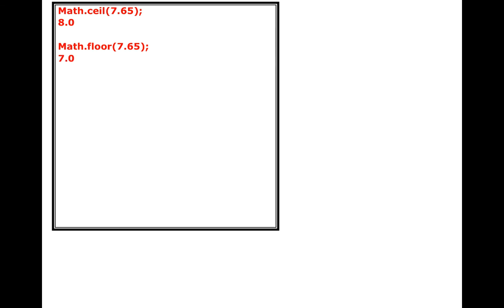Let me see whether you understood ceil and floor. Let's say I write math.ceil 6.1. Math.ceil 6.1. What will be the answer? The answer will be 7.0. Let's say I write math.floor 6.1. Math.floor 6.1. What will be the answer? The answer will be 6.0.